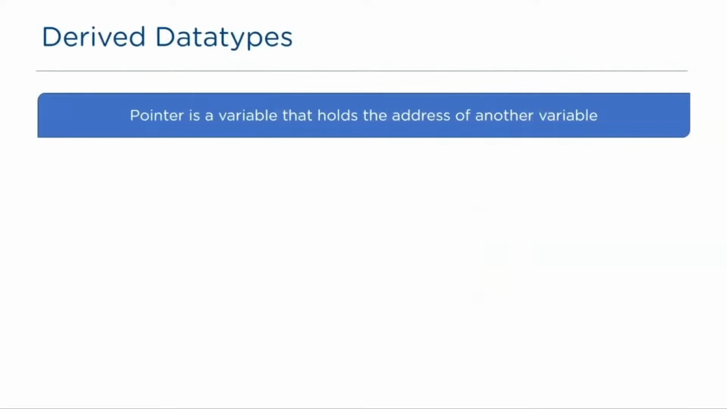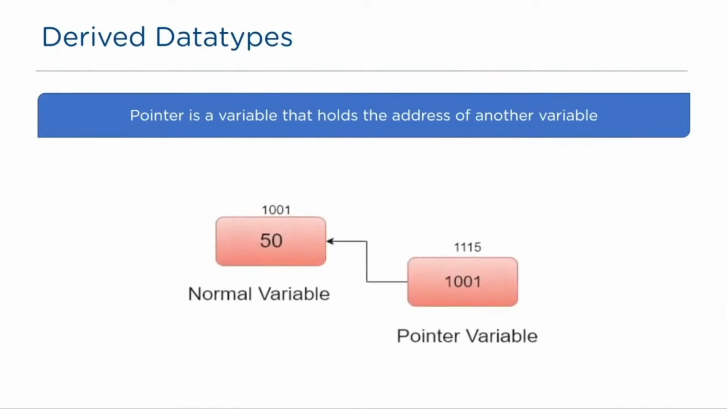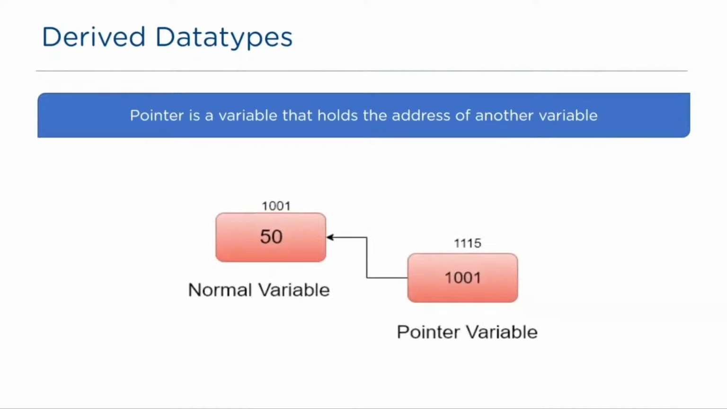Next, a pointer is a variable that holds the address of another variable declared under any basic data type. In this example, the pointer variable holds the address of a normal variable in which the value 50 is stored. So I think you got a good understanding of derived data types.